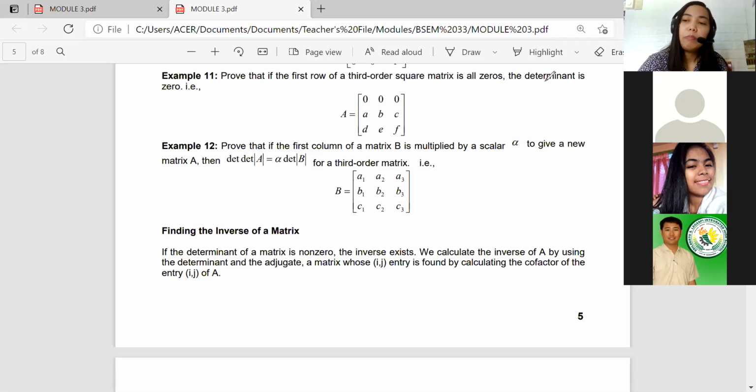Dapat ang value ng determinant is non-zero. Okay? So if the determinant of a matrix is non-zero, the inverse exists. So we calculate the inverse of A by using the determinant and the adjugate, a matrix whose ith row, jth column entry is found by calculating the cofactor of the entry, ith row and jth column of matrix A. Okay, so again, pag ang determinant na nakuha nyo ay 0, hindi nyo na kailangan kunin ang inverse kasi wala siyang inverse.